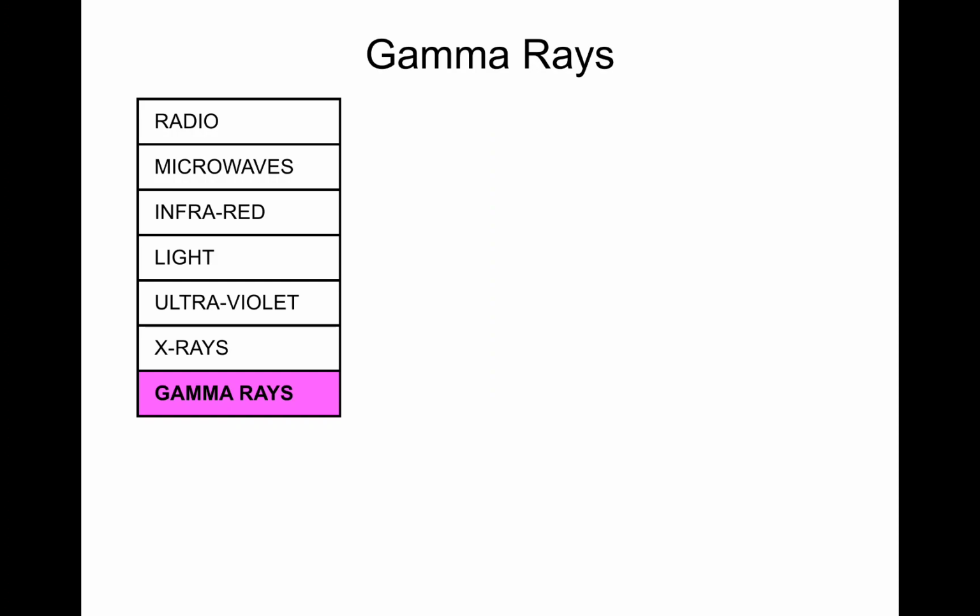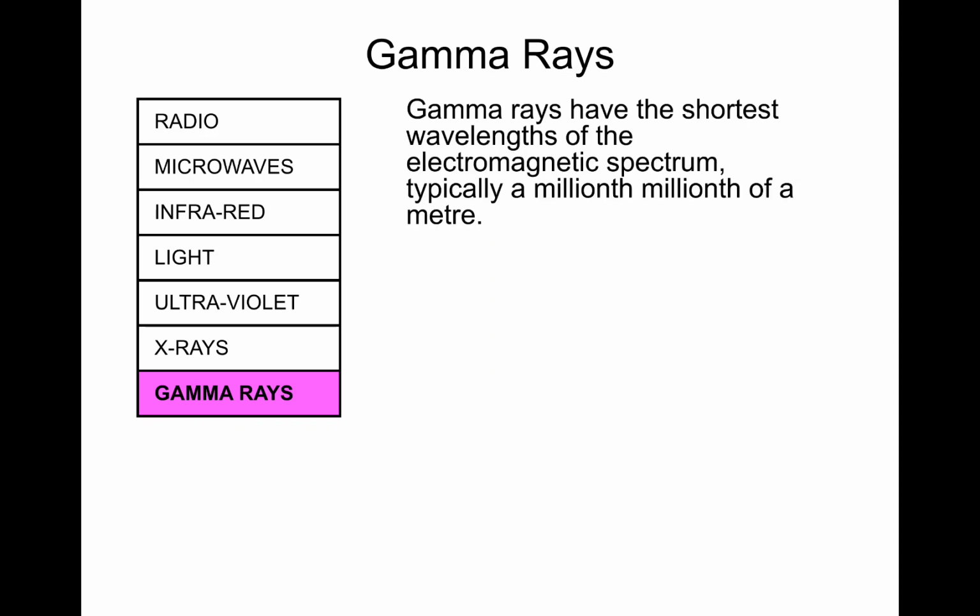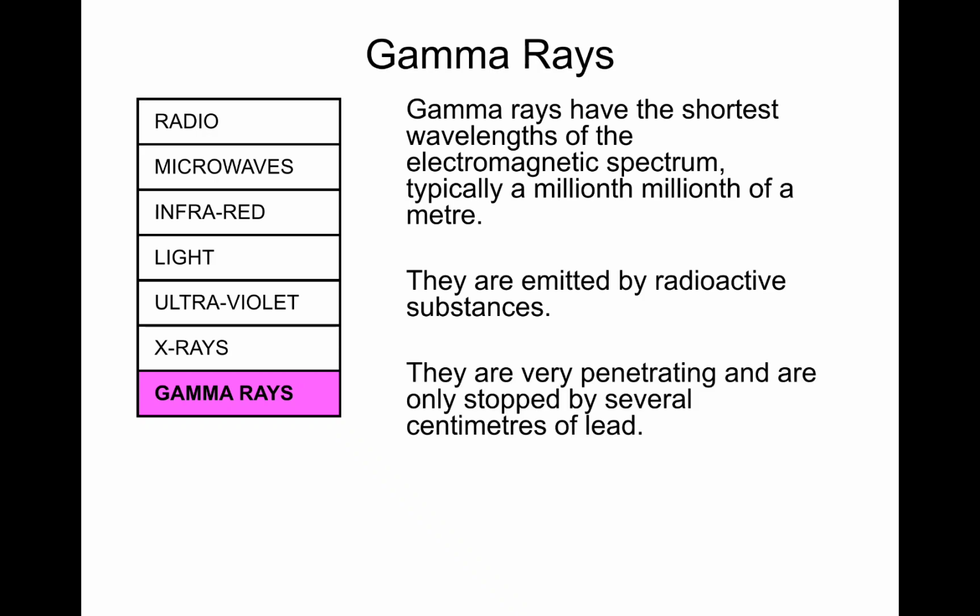So gamma rays are at the bottom end of the spectrum now: the highest energy, the shortest wavelength, and the highest frequency. Gamma rays have the shortest wavelengths of the electromagnetic spectrum. If you've got a meter ruler and split it into a million equal pieces, and then got one of those pieces and divided it by a million again, we're getting pretty small. They're emitted by radioactive substances. They are very penetrating and are only stopped by several centimeters of lead.